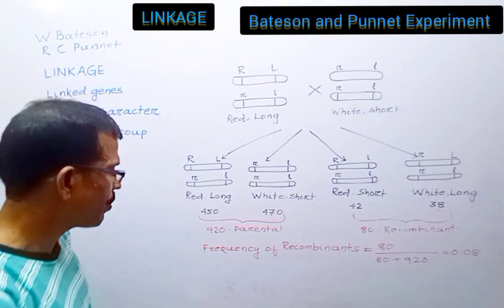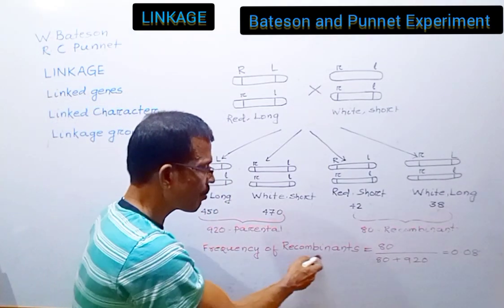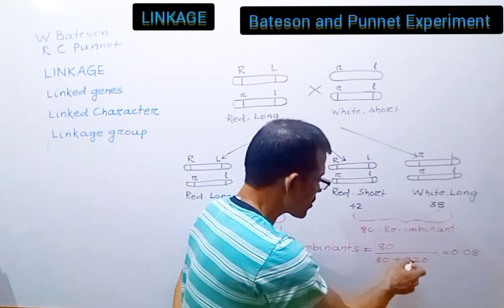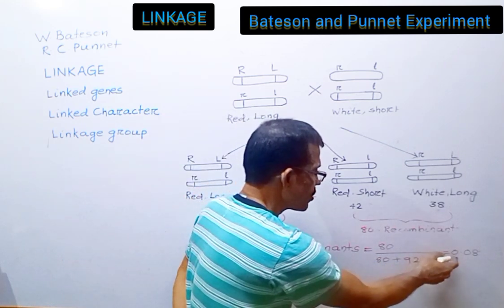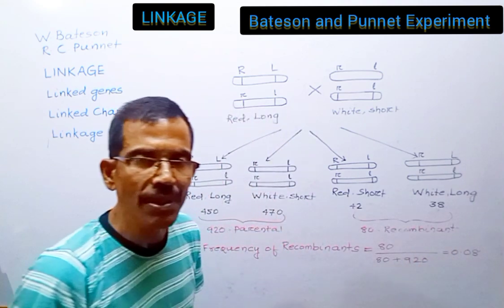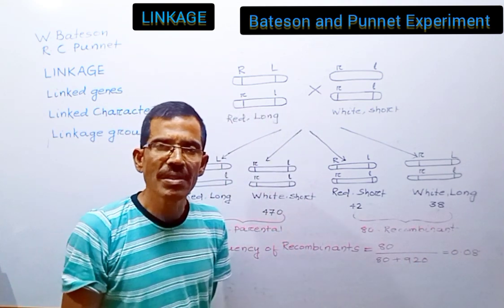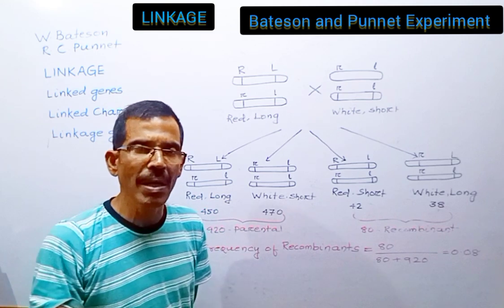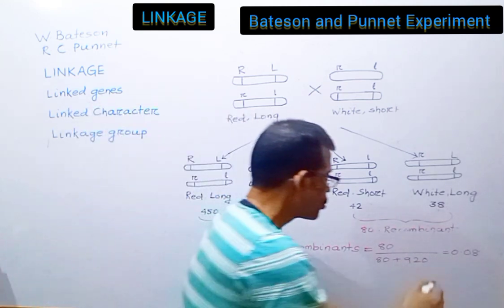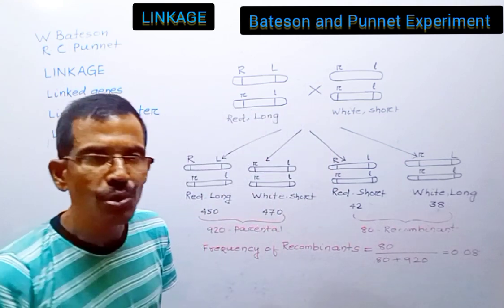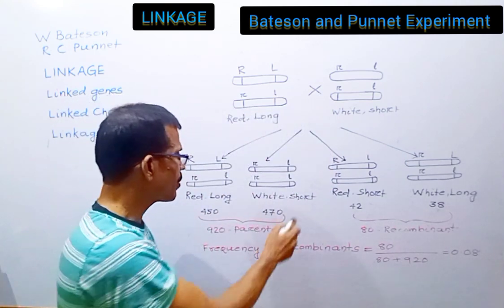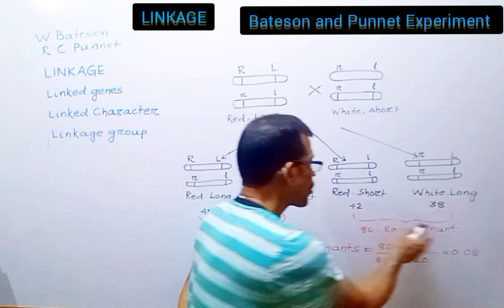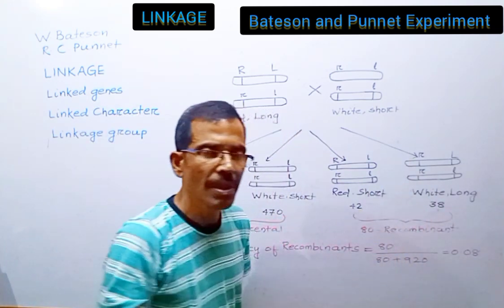In this example, the frequency of recombinants is equal to 80 divided by 80 plus 920, which is equal to 0.08. Because it is a test cross, the frequency of recombinant gametes will also be 0.08. So the parental combinations of characters are more numerous than the non-parental combinations.